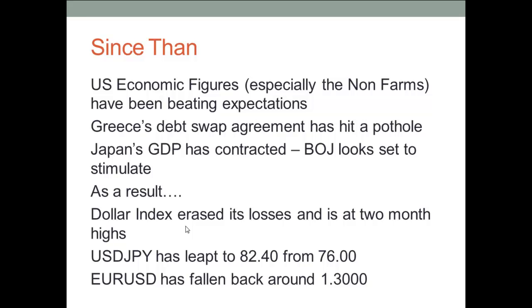However, since that FOMC meeting, which really kind of came and dumped the dollar, U.S. economic figures have continued to do well, especially the non-farms. The week after the January FOMC meeting, the non-farm payrolls were released, and it was a gangbuster. A hit-the-ball-out-of-the-park number. It really blew expectations. It totally caught everybody by surprise.